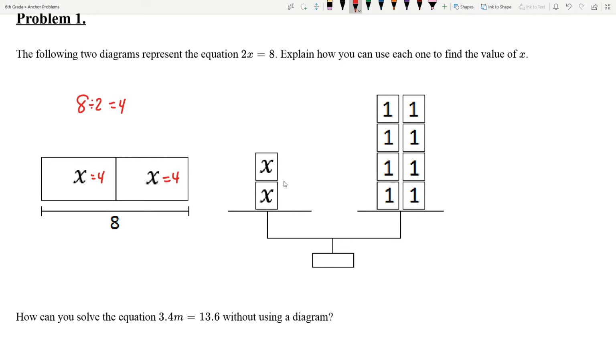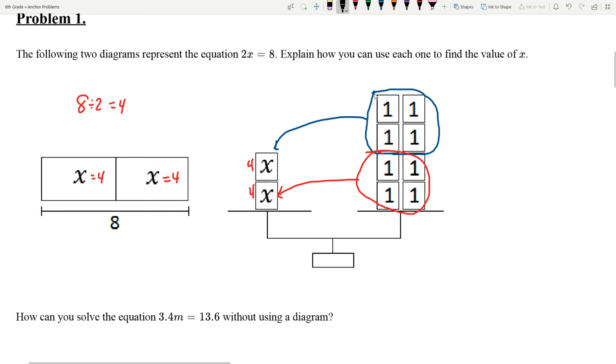Here, you also have two x's and 8, and something special can kind of happen. If I break this 8 into two equal groups, I have this group of 4 can go to this x, and I have this group of 4 can go to this x, and so each of these x's gets 4.